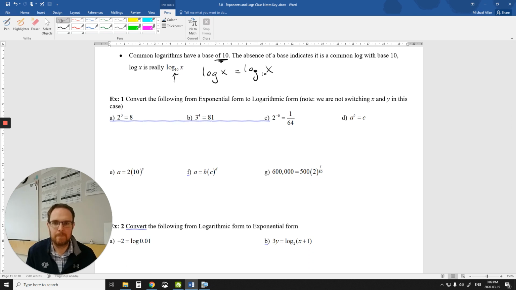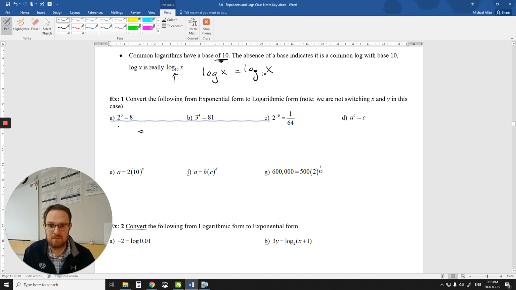All right. So these ones here, you can actually just do the opposite. Like 2 to the power of 3 is equal to 8. But let's just see how this could work if I want to change between the two. The reason you want to change between the two is you want to solve for whatever's in the exponent, like down here in E, F, and G, or even B, there's this unknown exponent. So to change this, it's pretty easy to do.